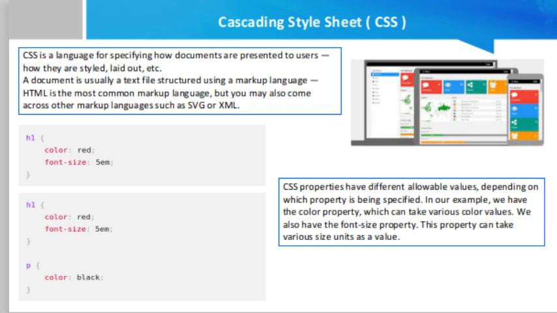This example contains two declarations, one for color and the other for font size. Each pair specifies a property of the elements we are selecting, H1 in this case, then a value that we would like to give the property. CSS properties have different allowable values depending on which property is being specified. In this example, we have the color property, which can take various color values. We also have the font size property. This property can take various size units as a value.